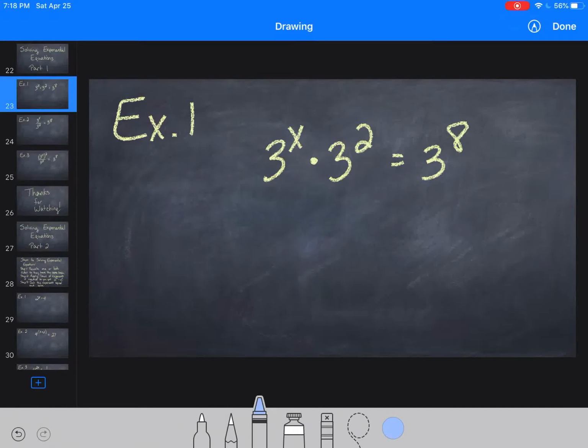Today we're going to be solving exponential equations. Here's part 1. On example 1, I have 3 to the x times 3 to the second is equal to 3 to the 8th. We're going to apply exponent rules to the left side of the equation.